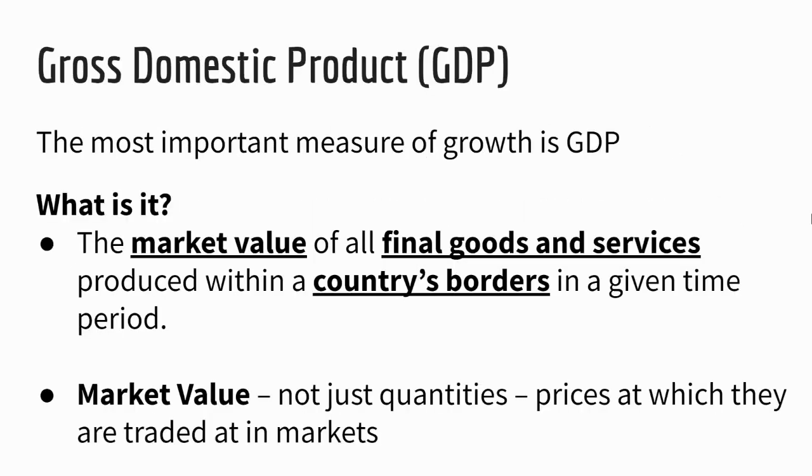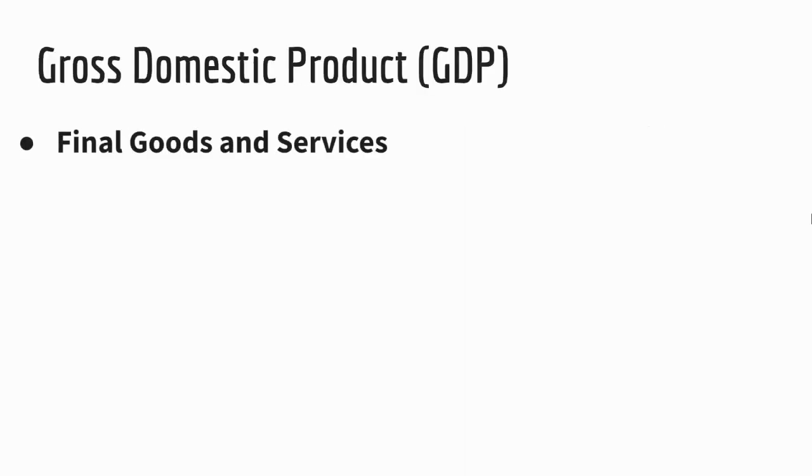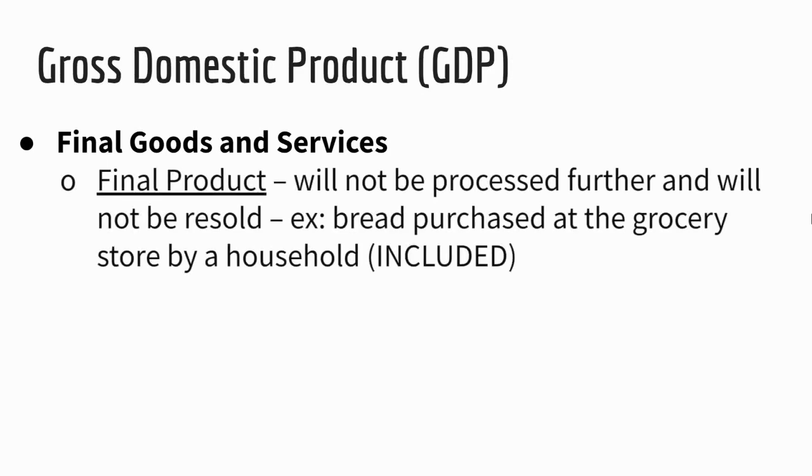Just to clarify, on the final goods and services, I think we're going to dive into this more in a second. Yes, here we go. So what exactly is a final good? This is a product or a service that will not be processed any further, and will not be resold. We are only counting the dollar value of items for the last sale that happens.